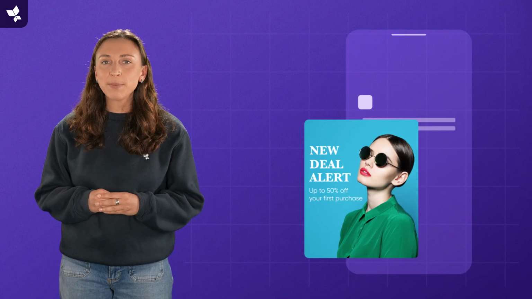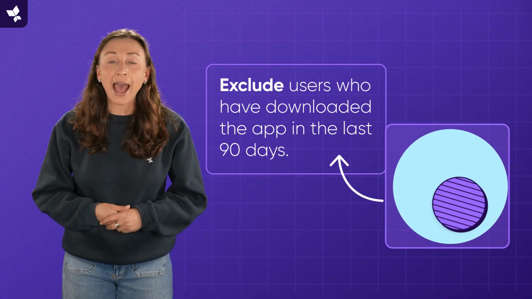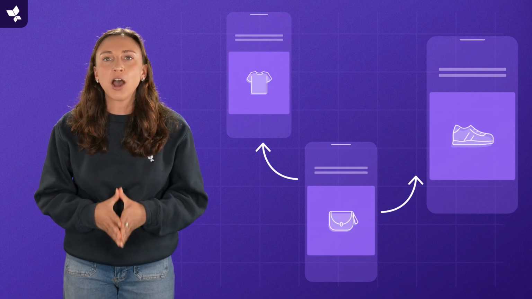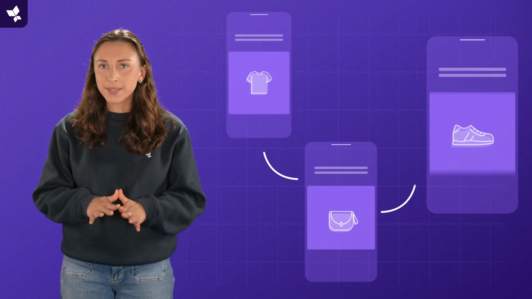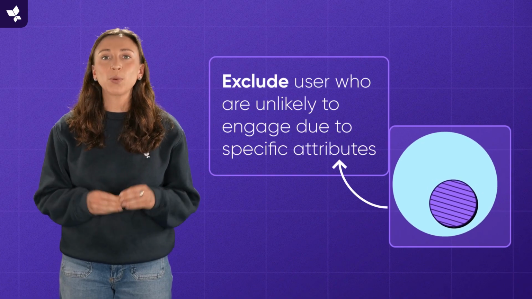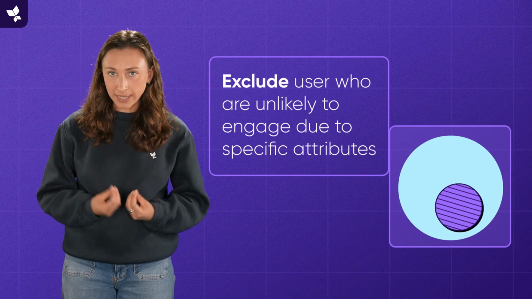Imagine creating an ad campaign for your shopping app that excludes users who shouldn't see the ad. For example, those who've downloaded the app in the last 90 days. Or maybe you're running a cross-promotion campaign, leveraging data on users from all of your apps. In a case like this, you'd likely want to prevent outreach to users who are unlikely to engage due to attributes such as gender, age, etc.